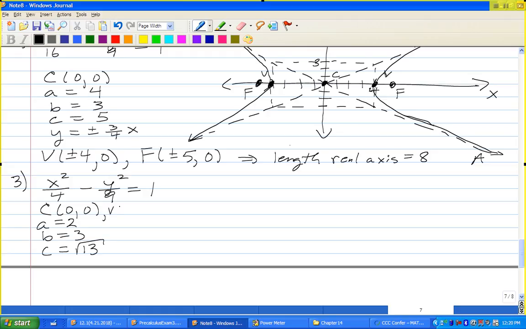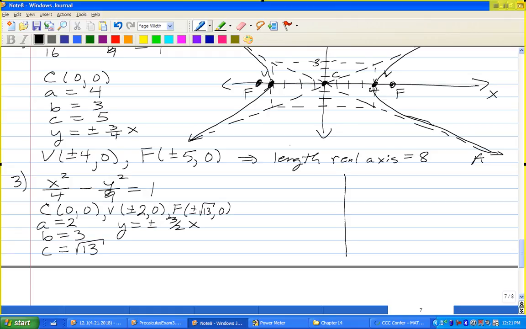The vertices will be at, well, the sign in front of the x squared is positive, and so the vertices will be at plus or minus 2, 0. The foci at plus or minus rad 13, 0. The asymptotes will be at y is equal to plus or minus 3/2 x.